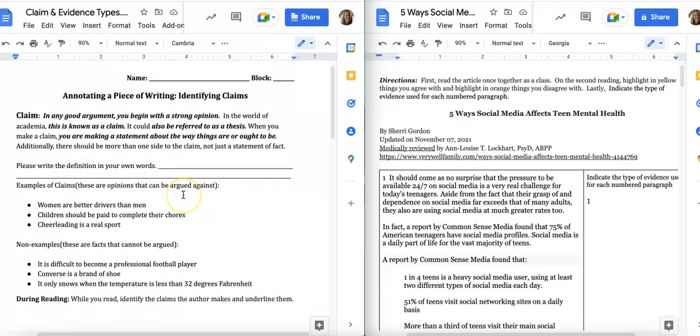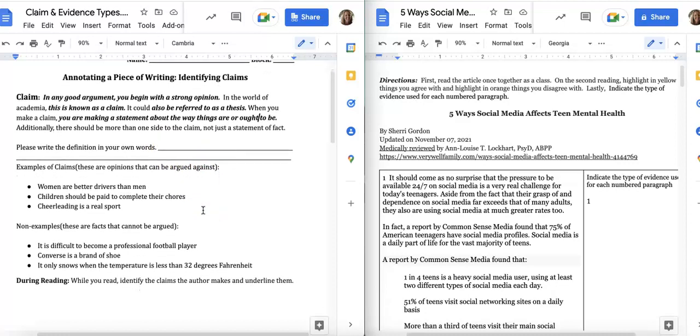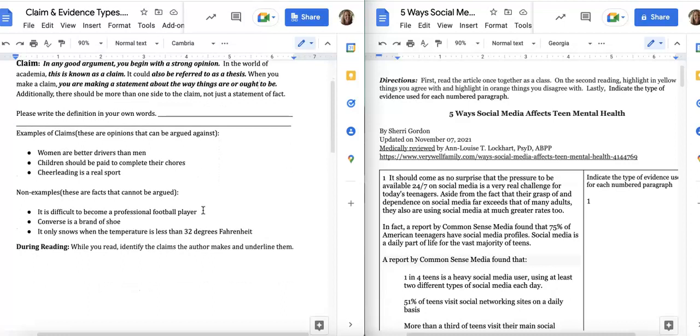We've been making claims all year, so you should have this down as something very easy for you. Here are some examples of types of claims. These are opinions that can be argued against. Women are better drivers than men. This is true, right? Children should be paid to complete their chores. Cheerleading is a real sport. Some non-examples, these are facts that cannot be argued. It is difficult to become a professional football player. Converse is a brand of shoe. It only snows when the temperature is less than 32 degrees Fahrenheit.